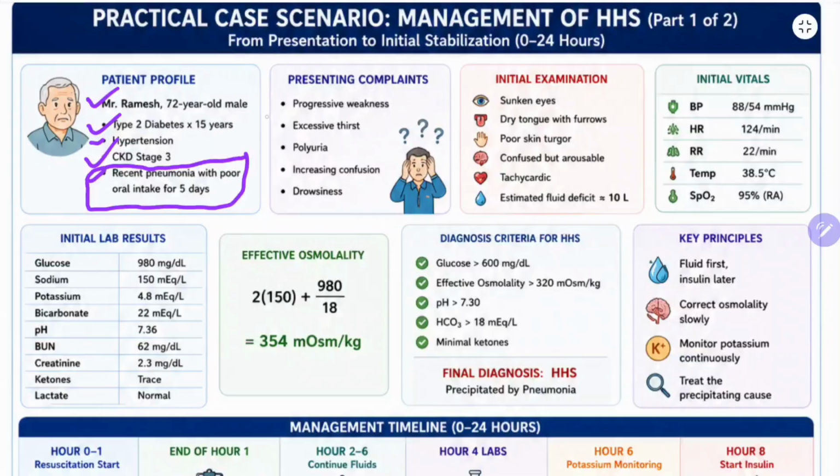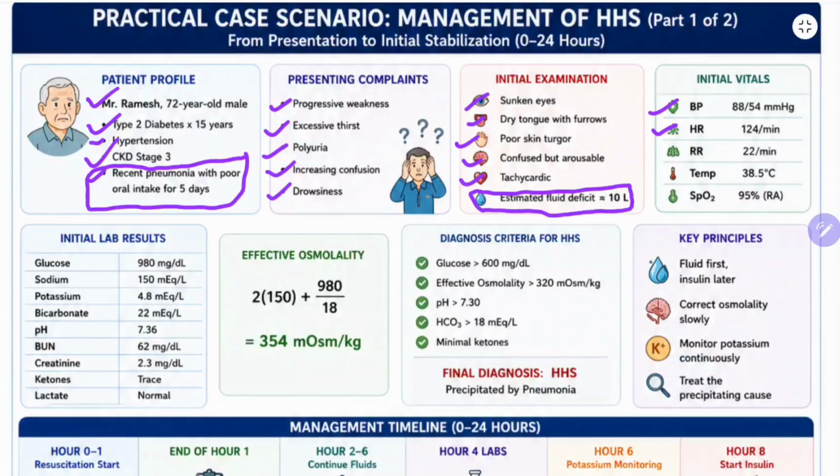Now he presents to the ED with progressive weakness, excessive thirst, polyuria, increasing confusion and drowsiness, meaning CNS symptoms and symptoms of hyperglycemia. Okay. Initial examination reveals sunken eyes, dry tongue with furrows, poor skin turgor, confused patient but arousable, resting tachycardia. Okay. This alone will give us a clue that the patient has lost approximately 10 liters of fluid. Initial vitals revealed BP 88 by 54 mmHg, meaning there is hypotension. And heart rate is 124 per minute, tachycardia.